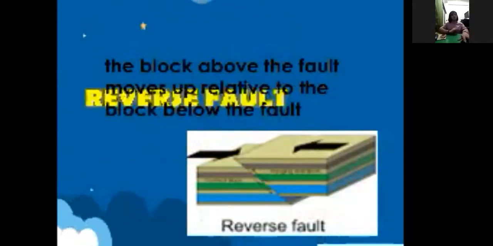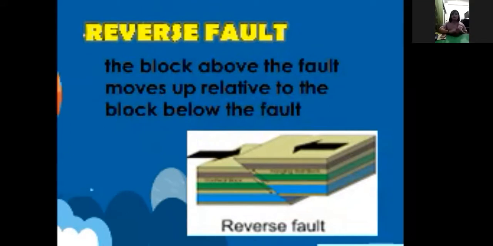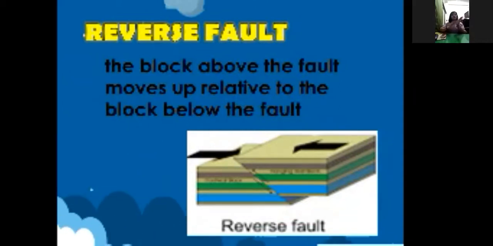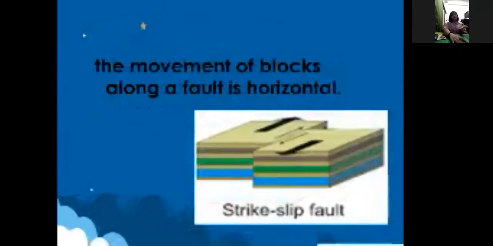Let's go to the next one. However, if the block above the fault moves up relative to the block below the fault, this is now called the reverse fault. The normal fault moves down relatively, but the reverse fault moves up relatively. That is the difference between a normal and a reverse fault. It's just an easy way to remember the difference.